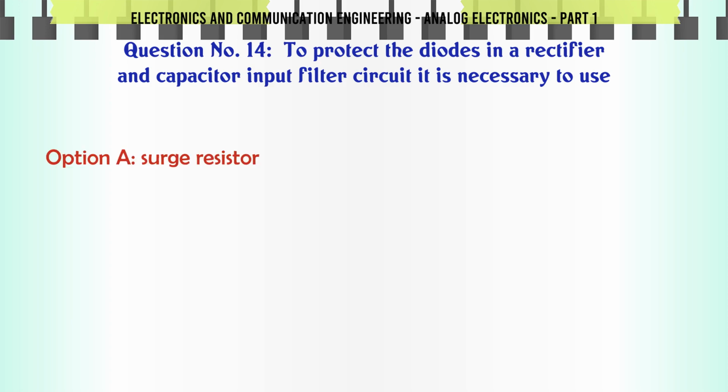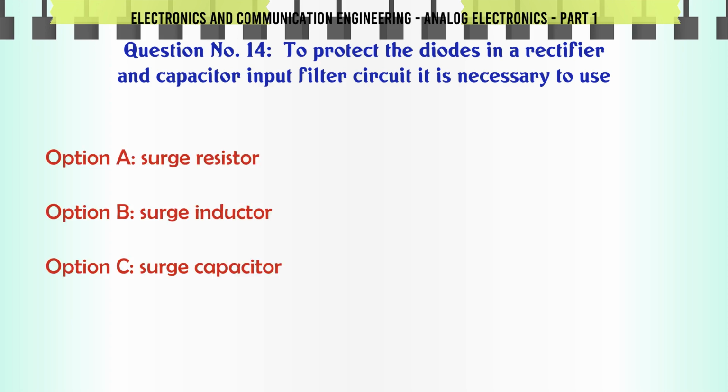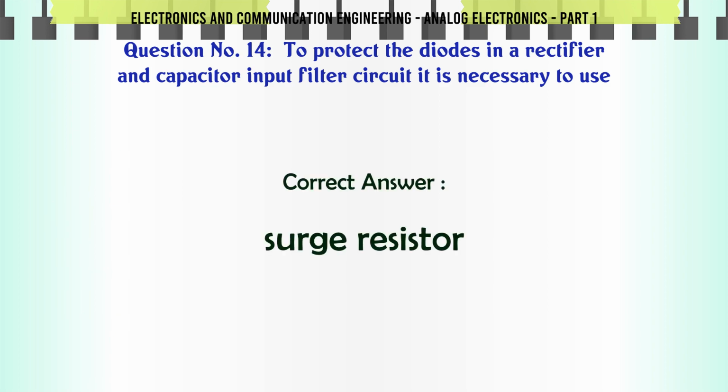To protect the diodes in a rectifier and capacitor input filter circuit, it is necessary to use A. surge resistor, B. surge inductor, C. surge capacitor, D. both A and B. The correct answer is surge resistor.